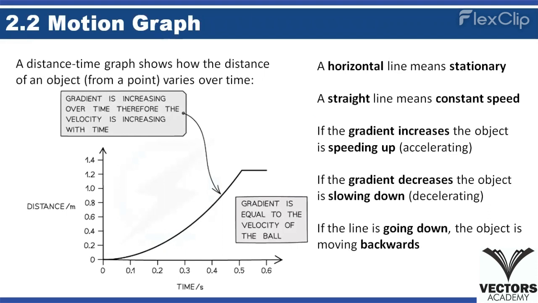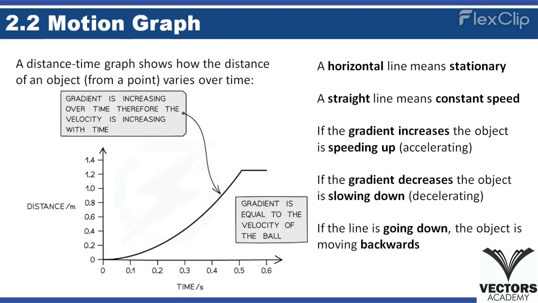Motion graphs. A distance time graph shows how the distance of an object from a point changes over a particular time. The gradient of a distance time graph gives the speed or velocity. In a distance time graph, the distance is plotted on the y-axis and time is plotted on the x-axis.